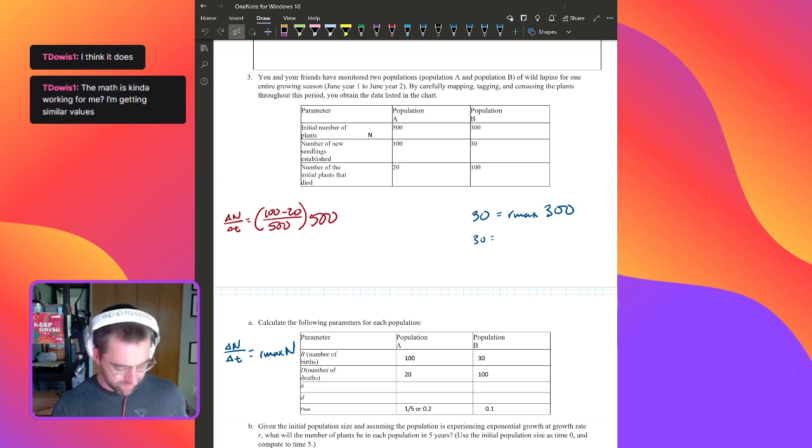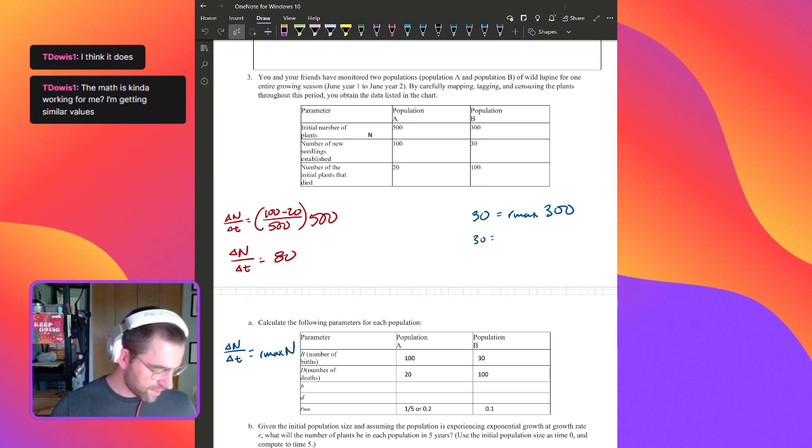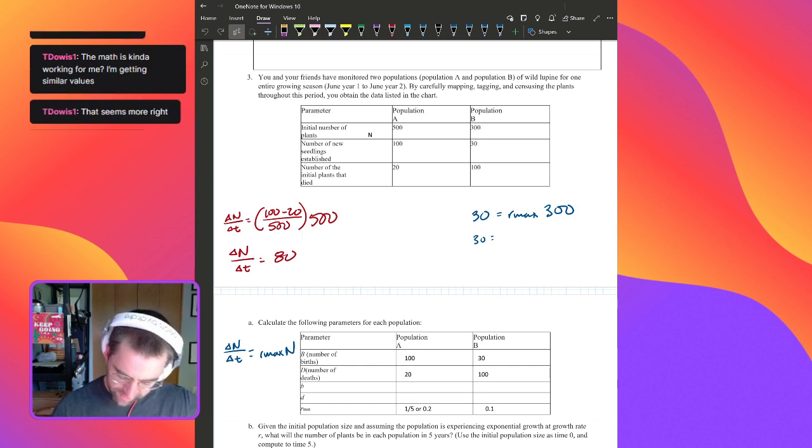So 100 minus 20, divided by 500, times 500, would be 80. So delta N over delta t equals 80. Yeah, that checks out. So r max then is 80 over 500, 0.16. Yeah, I feel better about this.